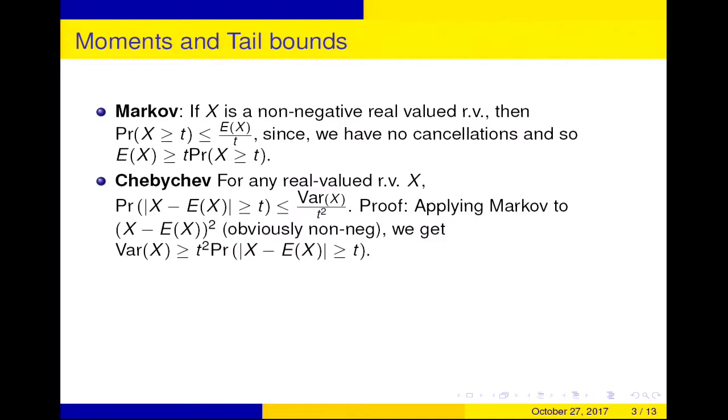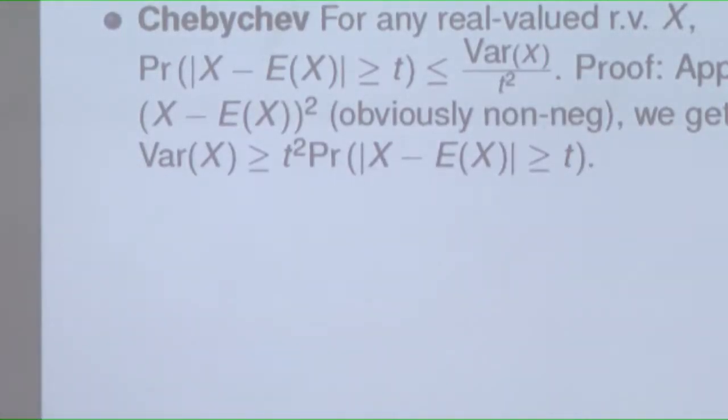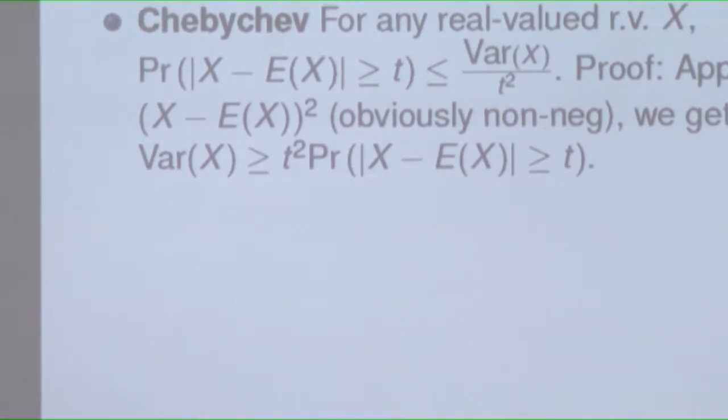So it's only for non-negative, and then Chebyshev is just saying that the deviation from the mean is bounded by that, and the proof is just by taking the square of this, which is non-negative, and applying Markov. And here the tail bound goes to 0 as 1 over t squared as t goes to infinity. Okay, instead of 1 over t, you get 1 over t squared.